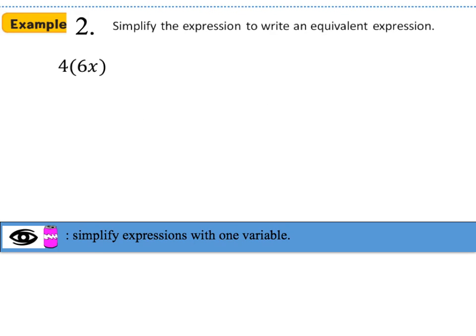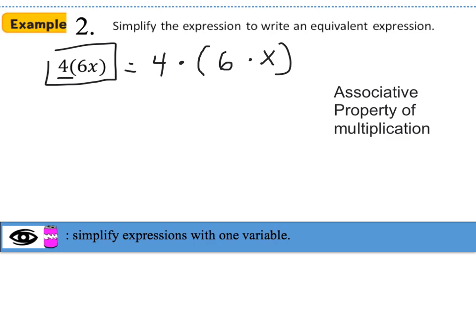Anytime that we have parentheses next to a number, this means multiplication. So we can write it like this: 4 times parentheses 6 times x. That's the same exact thing as what we have here. The only difference is we just put dots in there to represent multiplication.